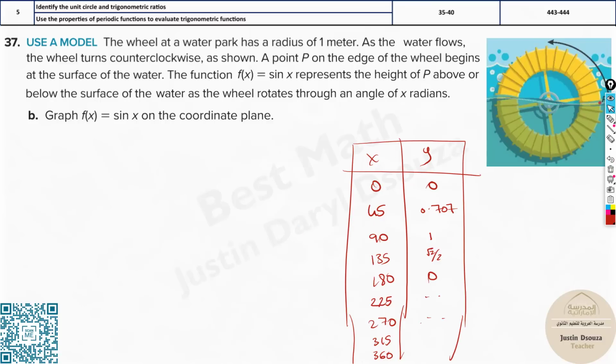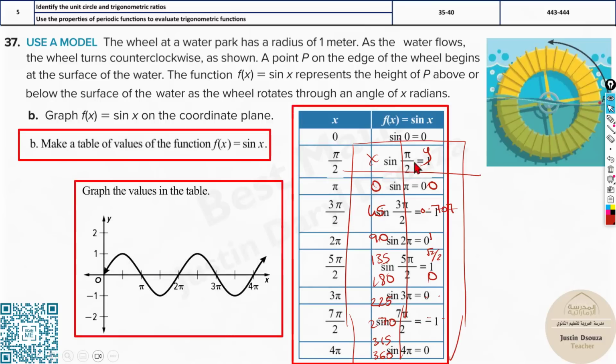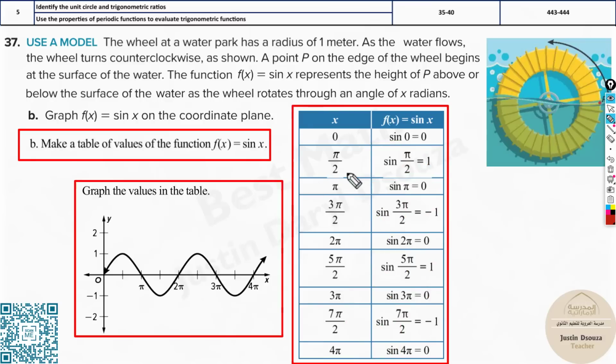And then now you would plot the points. See over here, this graph. Over here, the values are also given. Here we will use this table of values and I will tell you how you plot it. X is 0, this is 0, and y is also 0. Whereas when x is pi by 2, what is the y value? It's 1. This pi by 2 is 90 degrees.